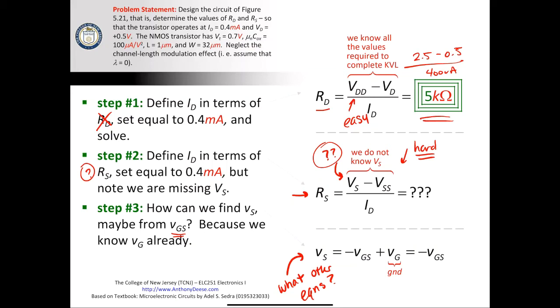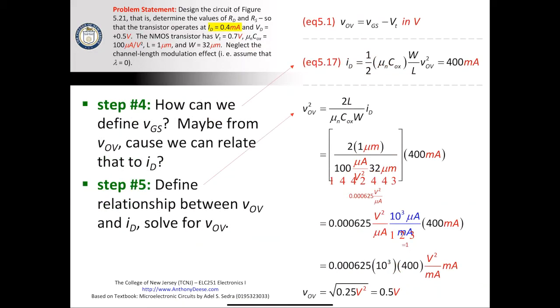And so another one is the fact that VGS equals VG minus VS. And this below is just a rearrangement of what's shown. VG is ground. We're trying to figure out what VS is. Now let's ask ourselves, do we know what VGS is? And so, how can we get VGS?